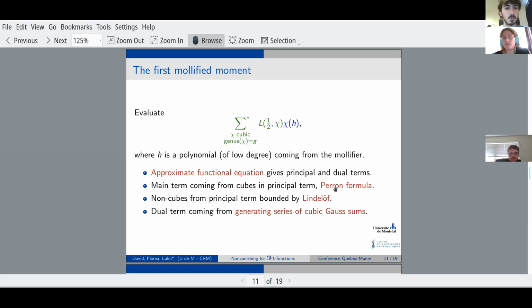And the dual term comes from a generating series of cubic Gauss sums. And we do more than bound it. We actually do some estimates that allow us to get some cancellation. And so we get more than just a bound. I mean, we get a better error term. That's for the first moment.